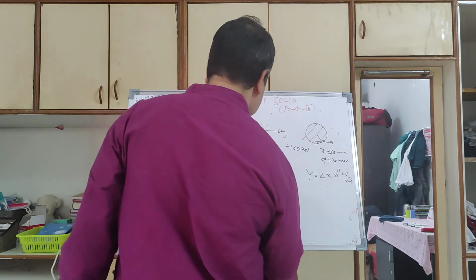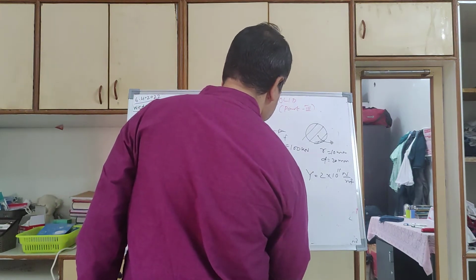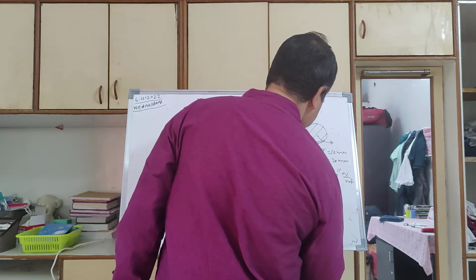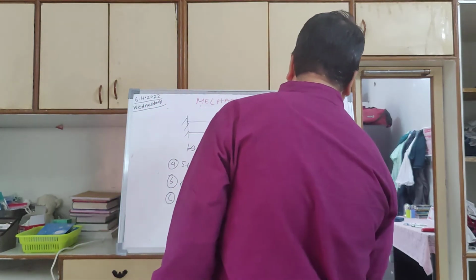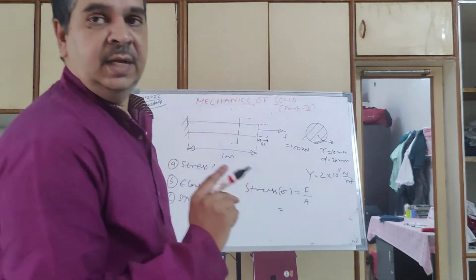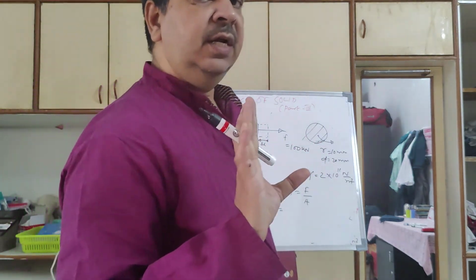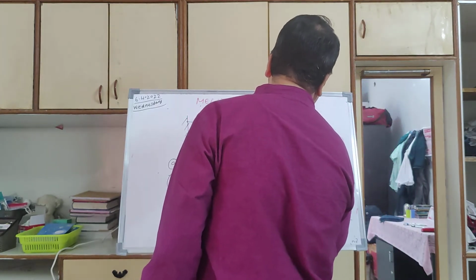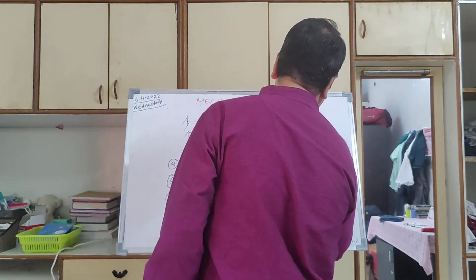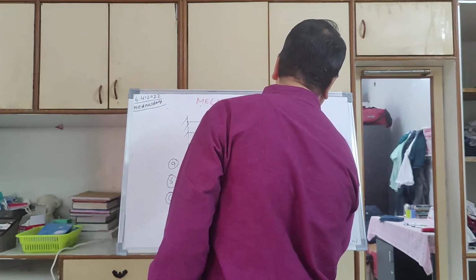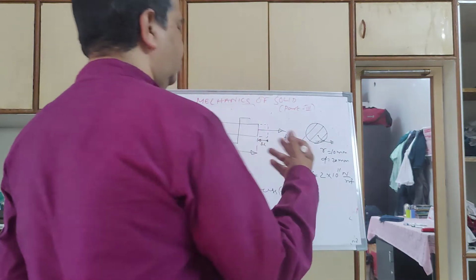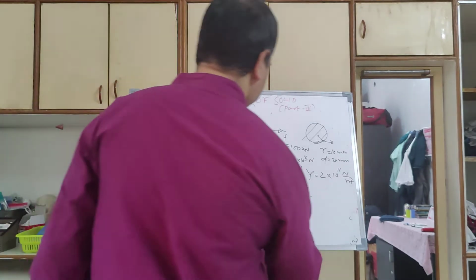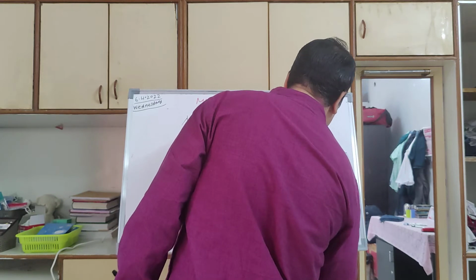So stress, you write it as sigma. Sigma is equal to force by area. You need to be consistent with the units, you need to be very careful. All that is important here is units. Force is 100 kilonewton, that means it is 100 into 10 to the power 3 Newton, which is nothing but 10 to the power 5 Newton. So you have to convert things to Newton and meter.